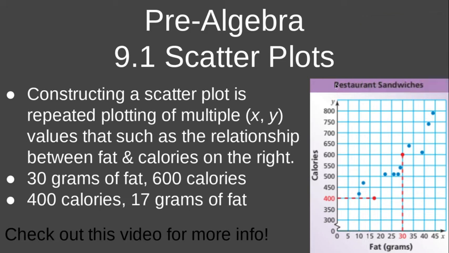I'm going to hide myself so we see the whole graph. So a couple things to point out. If you were told something like 30 grams and 600 calories, you would put the point right here where the mouse cursor is, where it's 30 on the grams or the X scale and 600 on the Y or calories scale. Similarly, if you're told 400 calories and 17 grams of fat, you would put the dot again where the mouse cursor is to match up with those points.